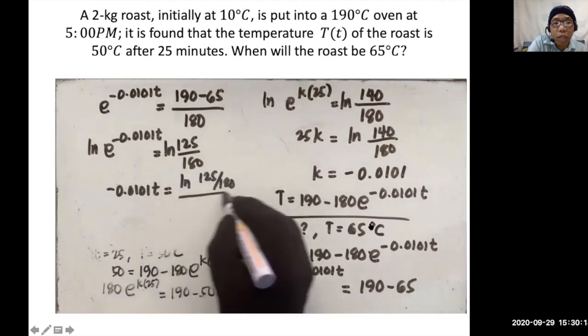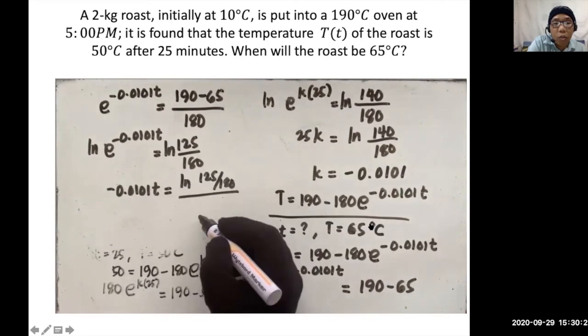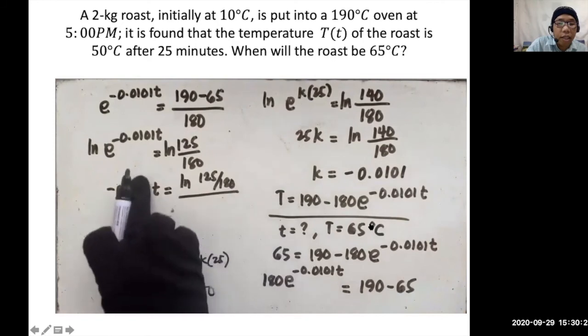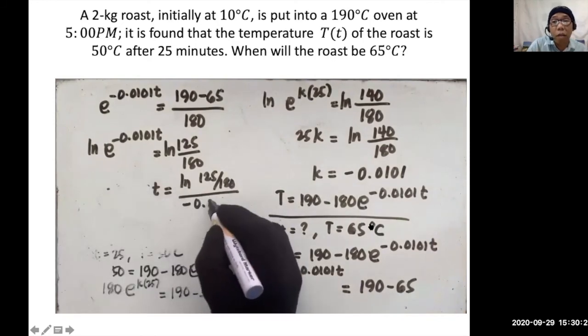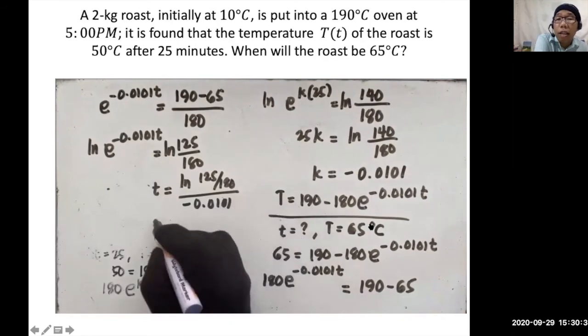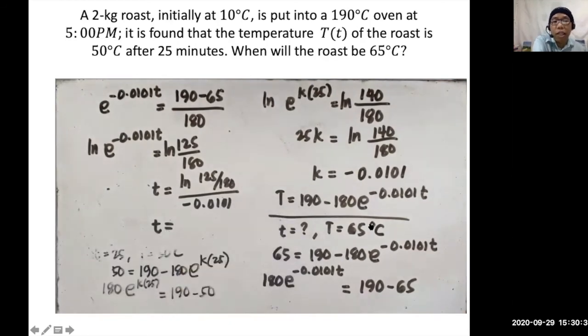Or we can divide both sides by minus 0.0101. Bulahin na natin yan sa left-hand side. So I divide both sides na natin. Tandaan niyo ha, ln of a number less than 1 is negative. Kaya negative over negative is positive yung time natin.